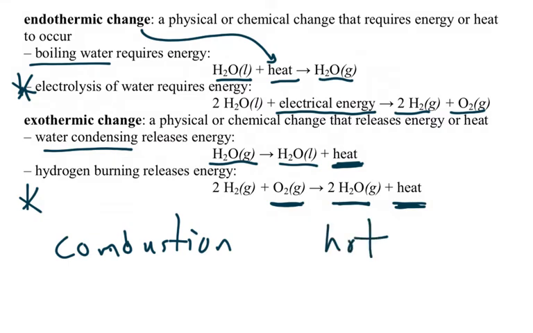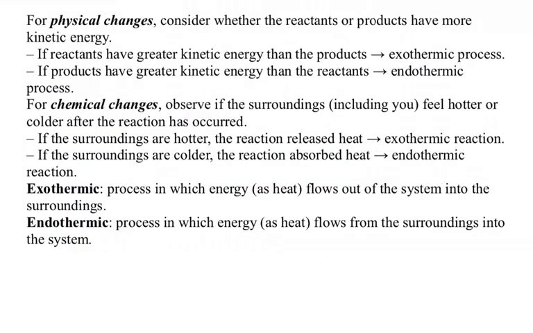If an endothermic reaction took place in a test tube, you'll see that the test tube actually will feel cold versus hot. So when heat is released, as in an exothermic reaction, it will get hot. And if heat is absorbed, which is what happens in an endothermic reaction, the test tube will feel cold. So here is a little summary. Notice that in physical changes, if the reactants have greater kinetic energy than the products, it's an exothermic process. I'll show you a graph to explain that. And if the products have a greater kinetic energy than the reactants, it's endothermic. And I will show you that.